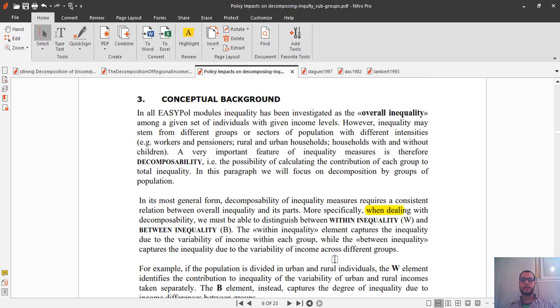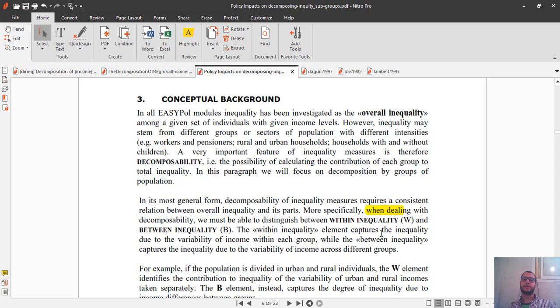As I told, between inequality and within inequality: the within inequality element captures the inequality due to the variability of income within each group, inside each group or inside each region, while the between inequality captures the inequality due to the variability of income across different groups. It means between the regions or between the groups.